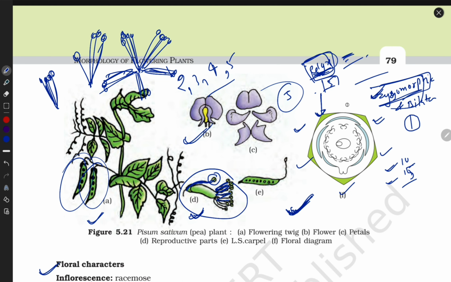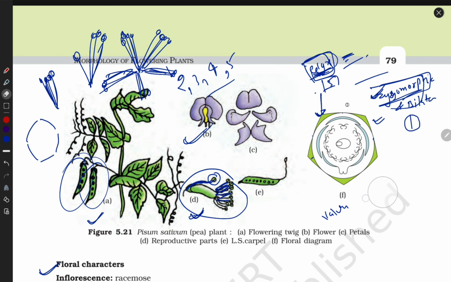Make sure of this: they attach at the margin. Definitely, they attach at the margin. They show valvate arrangement. Valvate arrangement is this: only the margins touch. Now let's move towards the next part. Let me erase. Wait, let me erase.